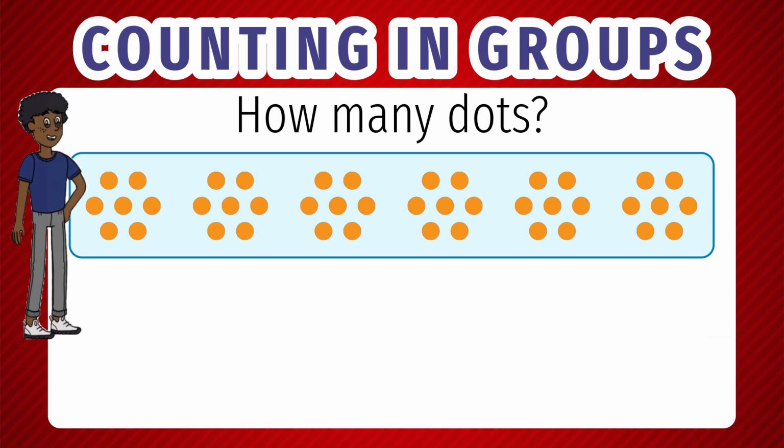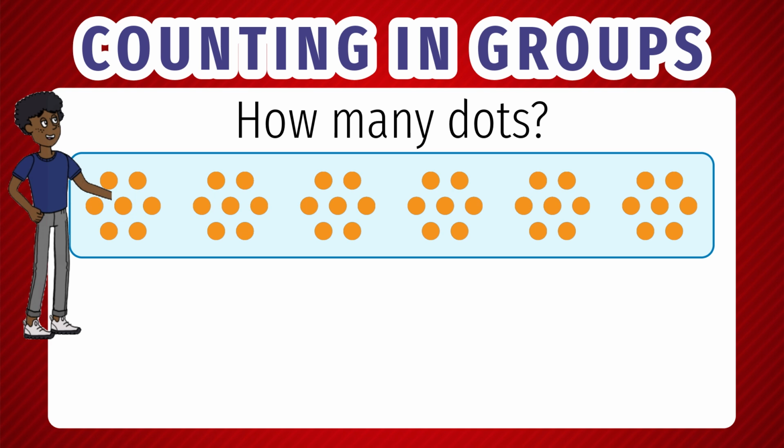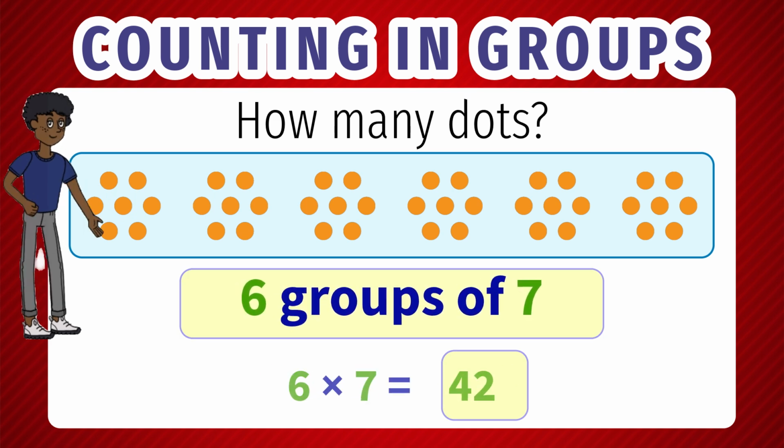One group has 7 dots. There are 6 groups of 7. 6 times 7 is 42. There are 42 dots.